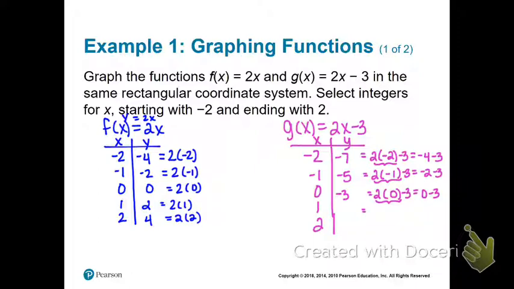My fourth y value is going to be 2 times my fourth x, which is 1, minus the 3. 2 times 1 is 2, minus 3 is -1. And then my last y value, we're going to plug in that last x, which is 2. We're going to do 2 times 2, which is 4, minus 3, which is +1. Okay, so now that we have our tables, I'm going to move to the next slide where we're actually going to graph them.